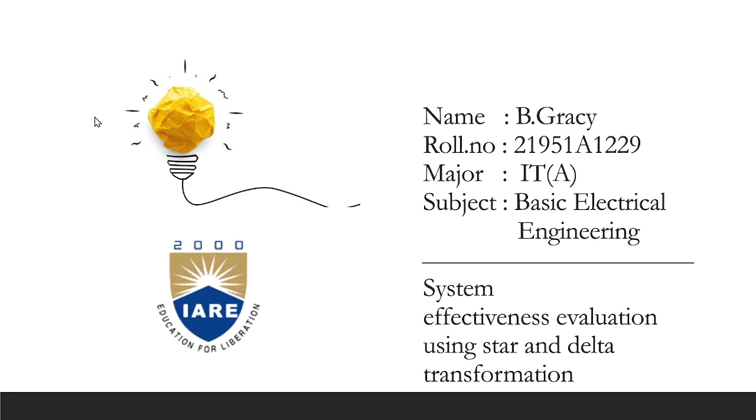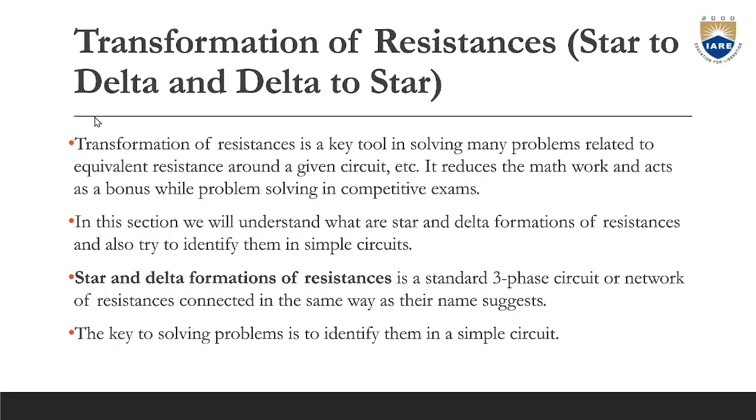My topic is about system effectiveness evaluation using star and delta transformation. Transformation of resistance, star to delta and delta to star. Transformation of resistance is a key tool in solving many problems related to equivalent resistance around a given circuit. It reduces the math work and acts as a bonus while problem solving in competitive exams.